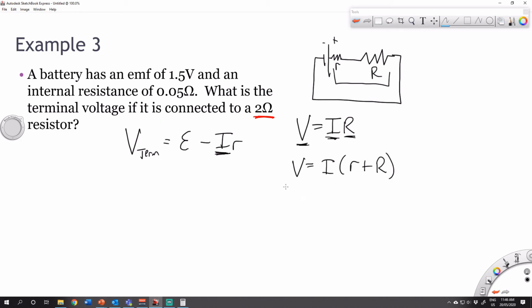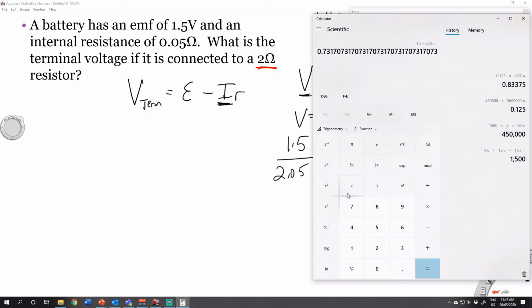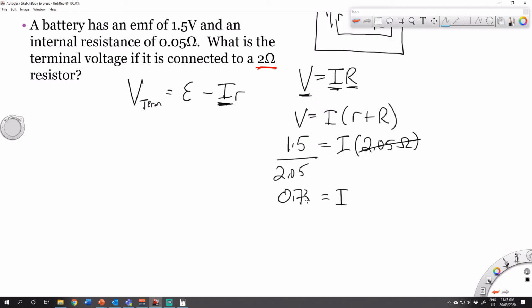So going on, the battery has a voltage of 1.5 volts. To calculate the current, its total resistance is 2.05 ohms. From here, you can calculate the current flowing through this battery, and by extension the circuit, with that equation: 1.5 divided by 2.05. We have a current of 0.732 amps. Now we can take this current and put it into here to figure out what the terminal voltage of the battery is.